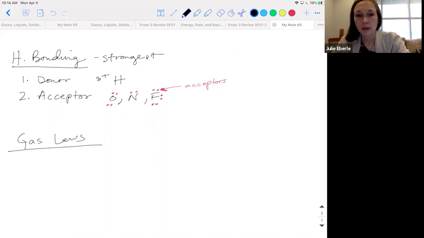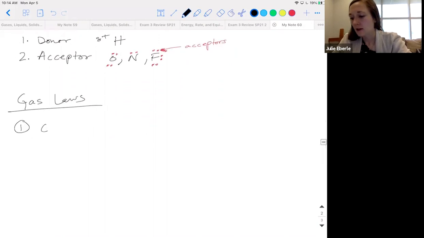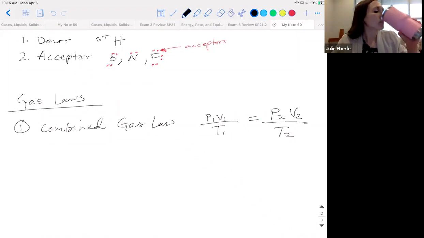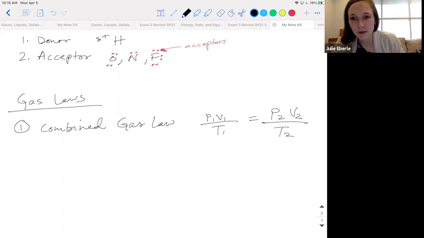So here, the two main laws I wanted you to remember were, one, the combined gas law. And this was P1V1 over T1 equals P2V2 over T2. So how do I know when I'm supposed to use the combined gas law? Problems in which you need to use the combined gas law will say, hey, you've got this gas, and it will not say anything about moles, nothing about moles.